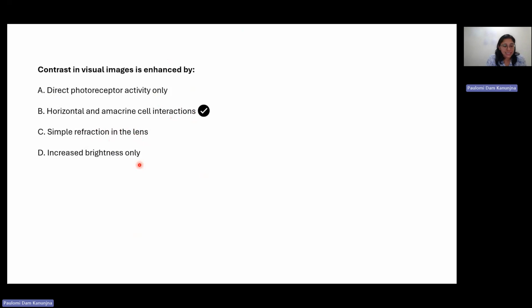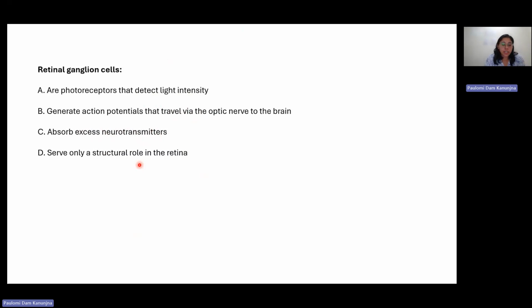Horizontal and amacrine cells interaction. Okay, next part. Retinal ganglion cells, which are the cells which lead to the optic nerve. So these cells are defined as photoreceptors that detect light sensitivity. So you should see their position and try to answer every time.